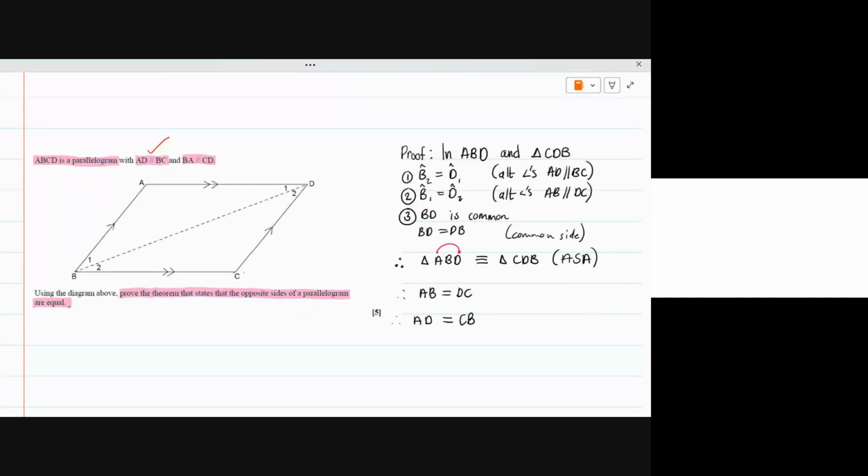We've proved exactly what they wanted us to prove. We are proving the theorem that states that the opposite sides of a parallelogram are equal. And that's true. Because they told us that this is a parallelogram, we already know that it is a parallelogram. We just needed to prove that the sides are equal. All right, thumbs up. How are we feeling about this? Are we doing okay?